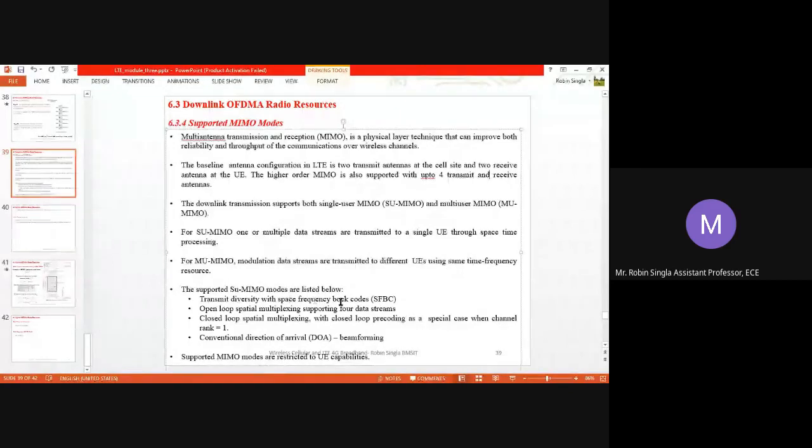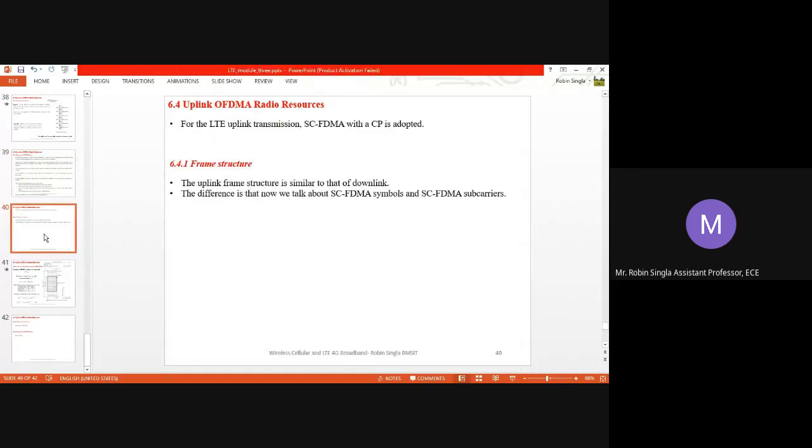Transmit diversity with space frequency block code, SFBC, open loop spatial multiplexing. This we have studied last week. Open loop spatial multiplexing supporting 4 data streams. Closed loop spatial multiplexing, with closed loop precoding as a special case when channel rank is 1, and the fourth one is conventional direction of arrival, DOA, beamforming. And supported MIMO modes are restricted to user equipment capabilities. Okay, so till now we have seen the resource in downlink.